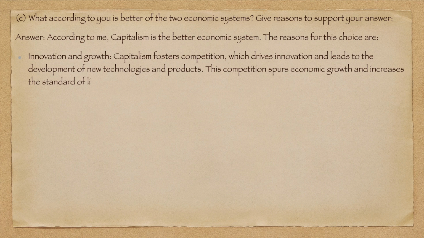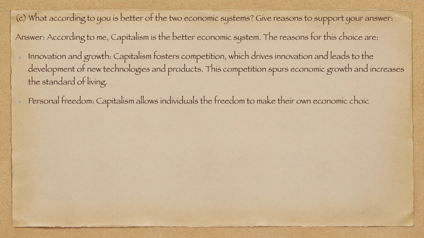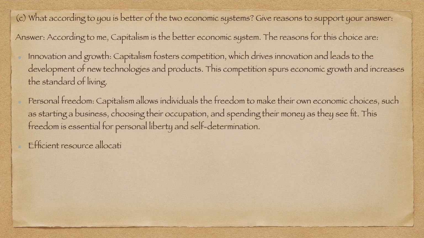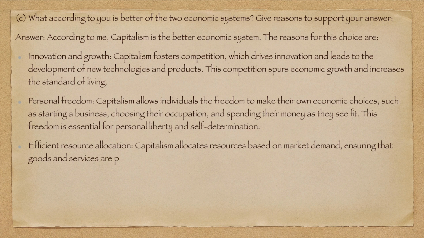Personal freedom. Capitalism allows individuals the freedom to make their own economic choices, such as starting a business, choosing their occupation, and spending their money as they see fit. This freedom is essential for personal liberty and self-determination. Efficient resource allocation. Capitalism allocates resources based on market demand, ensuring that goods and services are produced efficiently and meet consumer needs. This efficiency helps to avoid waste and promotes economic productivity.